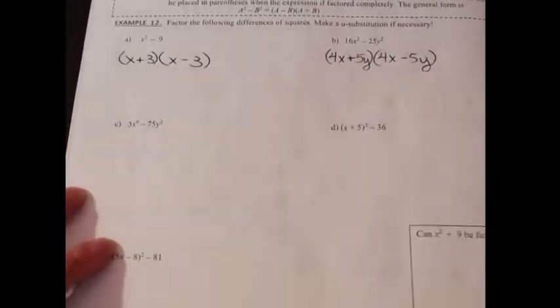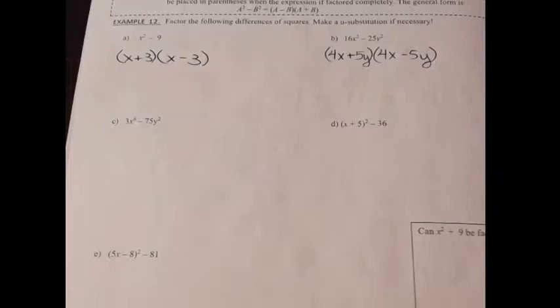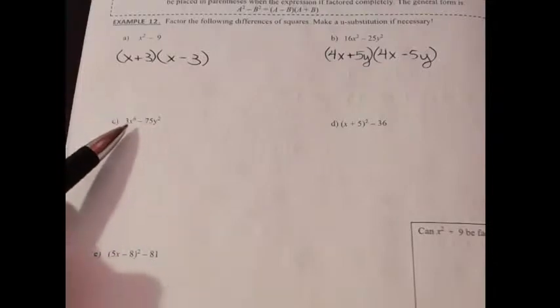Very nice. Let's continue with this idea by checking out part C. Part C reads 3x to the 6th minus 75y squared. Well, wait a second. x to the 6th is a perfect square, but 3 isn't. One of the biggest things that I never want you to forget is step number 1 of factoring, and that is GCF. Please make sure you factor out the greatest common factor first from all terms, no matter what.